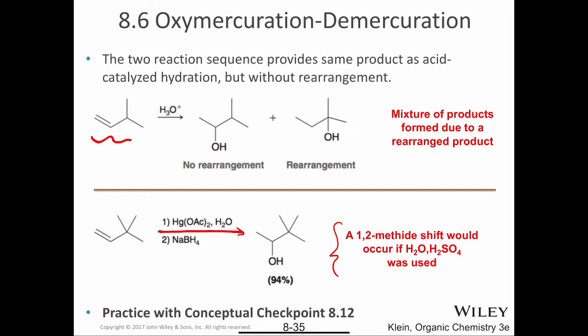So you're always going to have to be on the lookout for an alkene that can undergo carbocation rearrangements. If you want to avoid them, then you're going to have to employ the conditions of oxymercuration-demercuration, a very useful reaction.